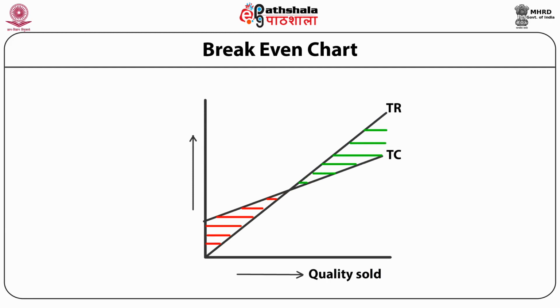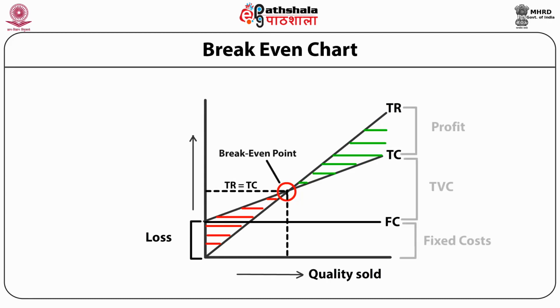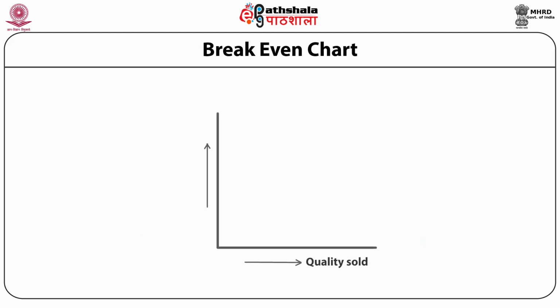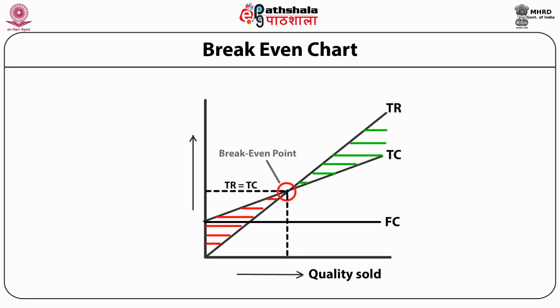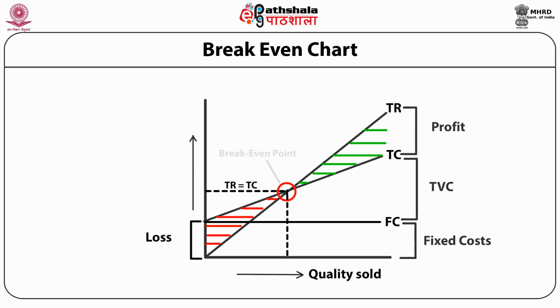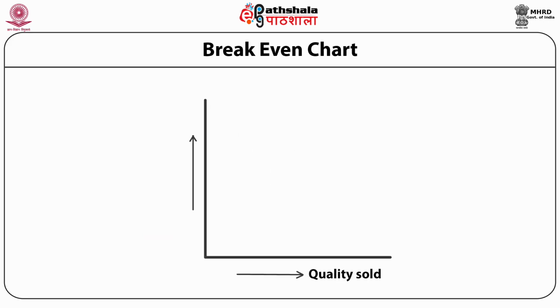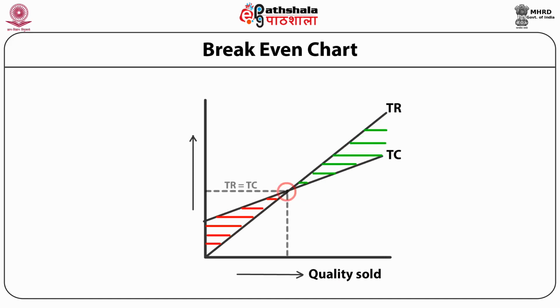The quantity of output is shown on the OX-axis and the cost and revenue on the OY-axis. We have the total revenue curve, the total cost curve and the fixed cost curve. The vertical difference between total cost and fixed cost shows the variable cost. Point E indicates the break-even point. At this point, the total revenue and total cost curves intersect each other. Here, the total revenue is equal to total cost.